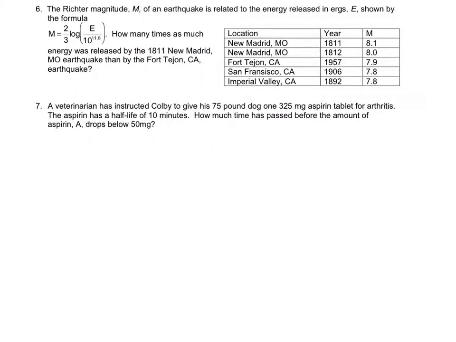In number 7, we have a 75-pound dog. Now in number 7, this is a half-life. They said that the half-life is 10 minutes. And then how much time, so that's the t, will the 325 become below 50 milligrams?